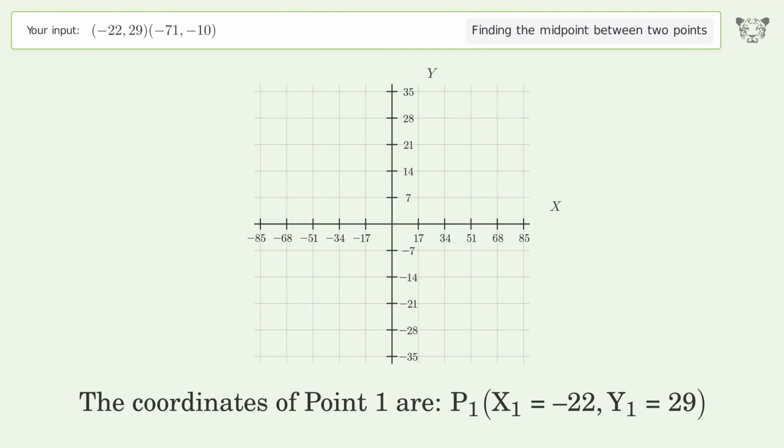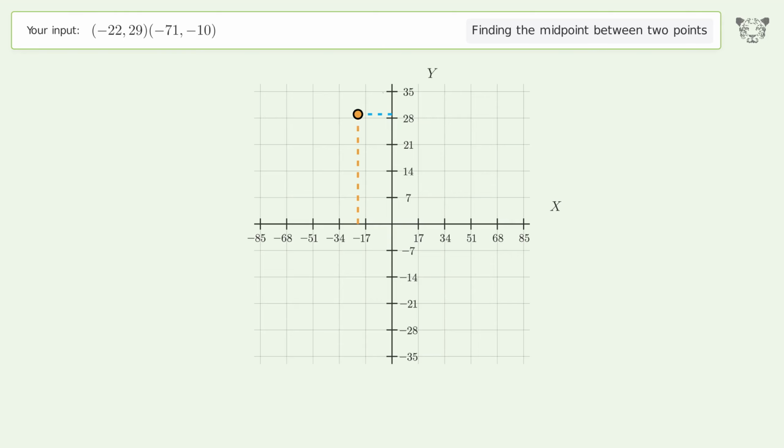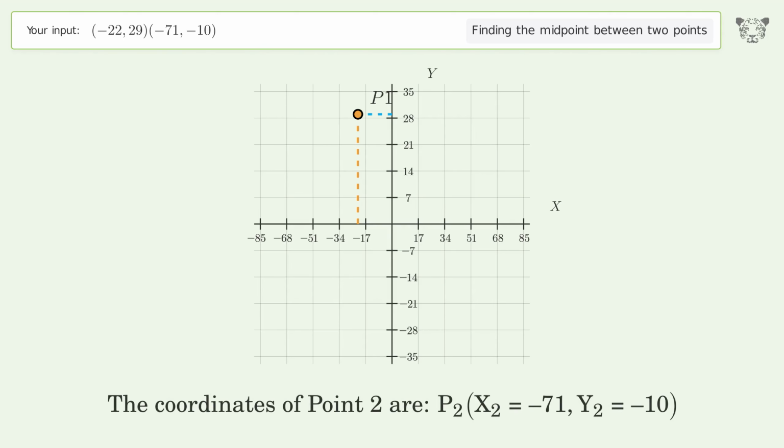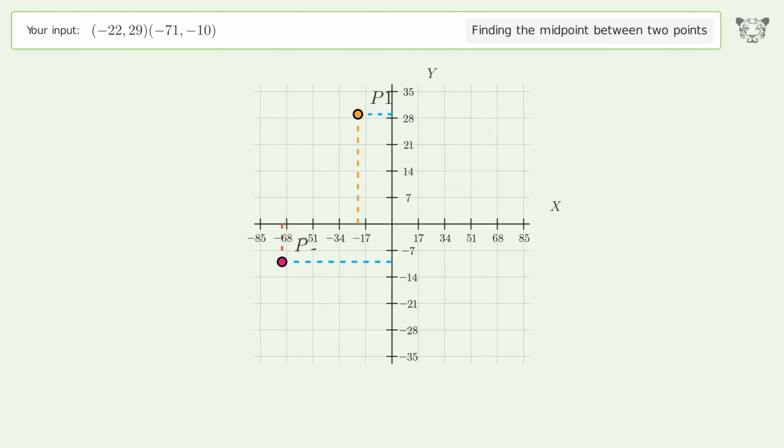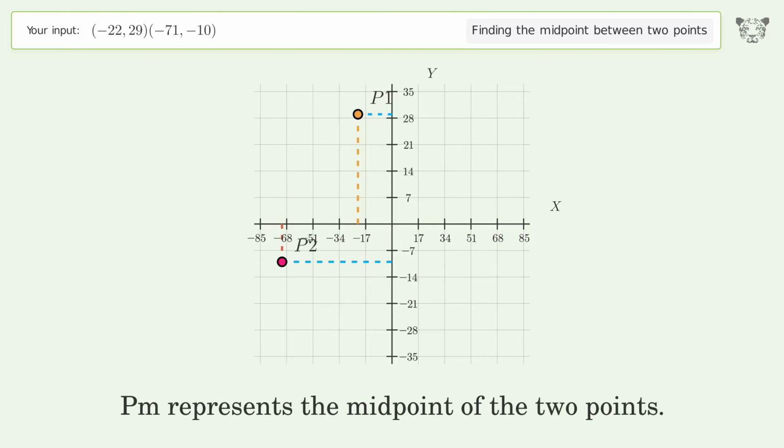The coordinates of point 1 are, x1 equals negative 22, y1 equals 29. The coordinates of point 2 are, x2 equals negative 71, y2 equals negative 10. PM represents the midpoint of the 2 points.